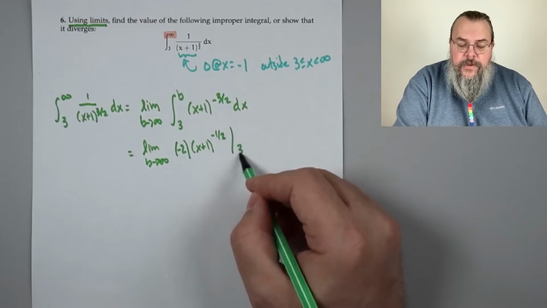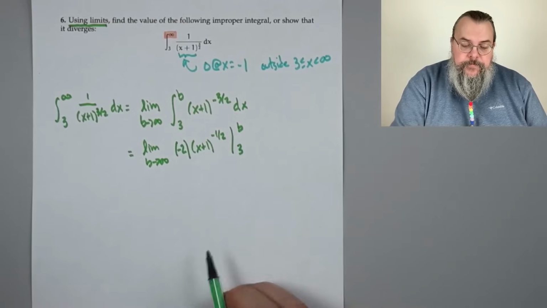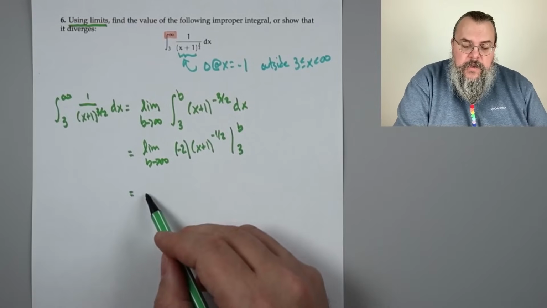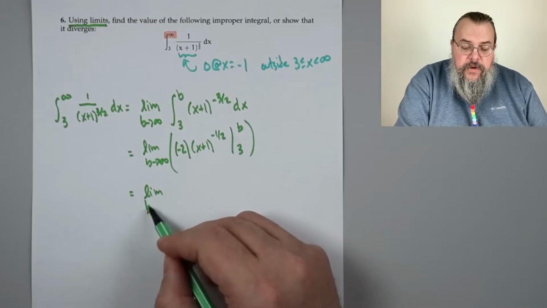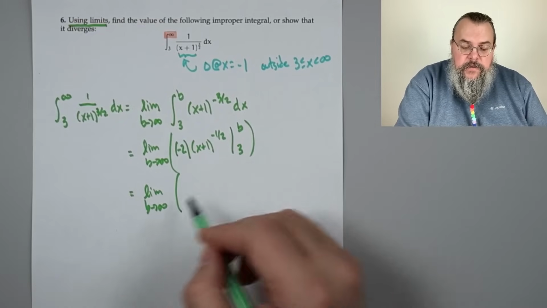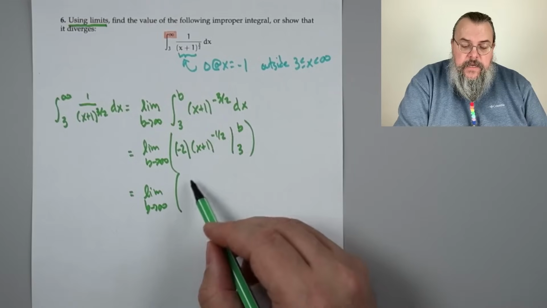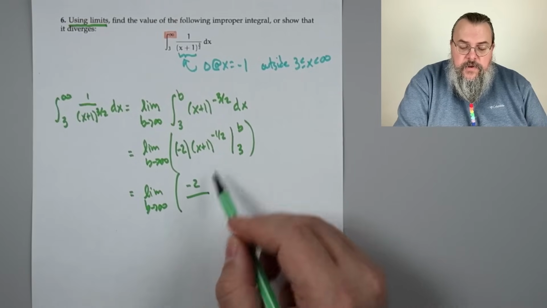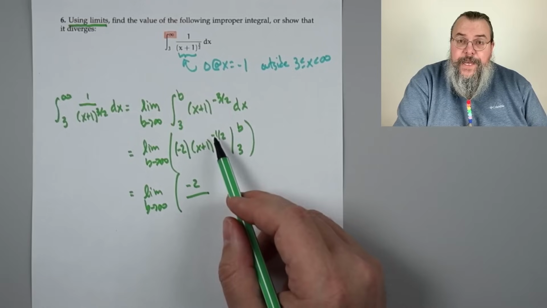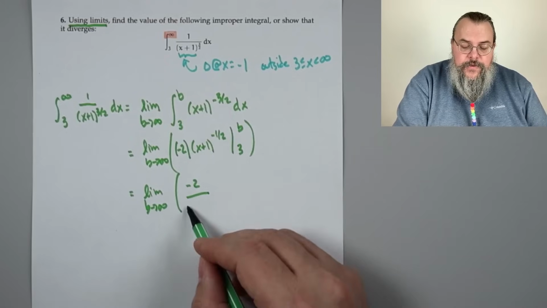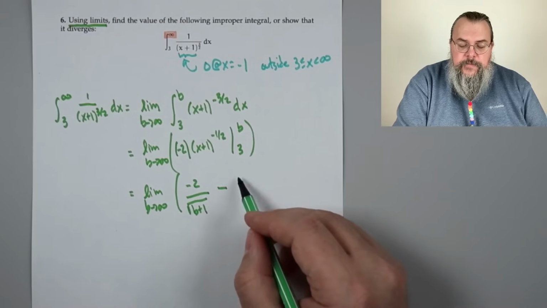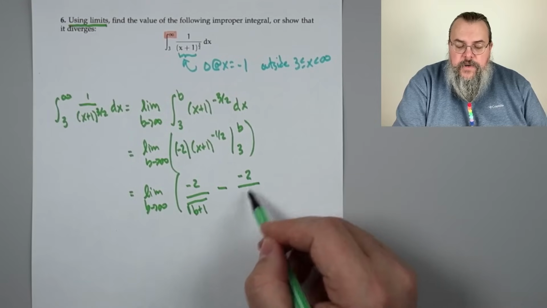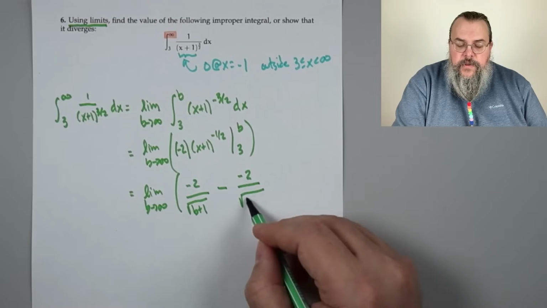Evaluate that, 3 to b. Well, okay, so that's the limit as b goes to infinity of, plug in b, that's minus 2 over, and we put over because of the negative upstairs, square root of b plus 1, subtract, then we're going to have a minus 2 over square root of 3 plus 1.